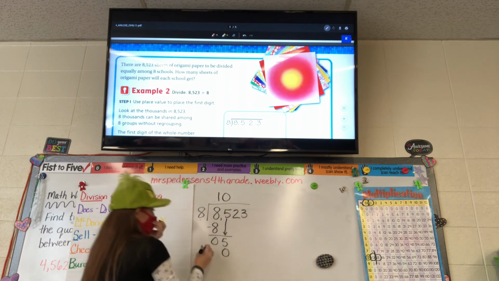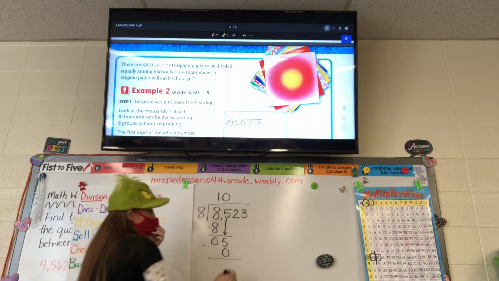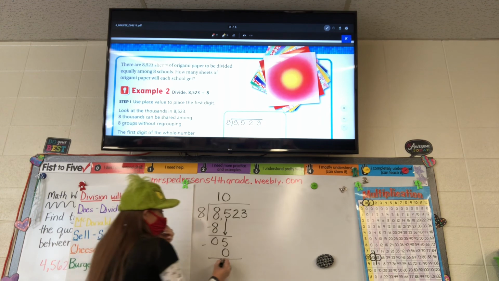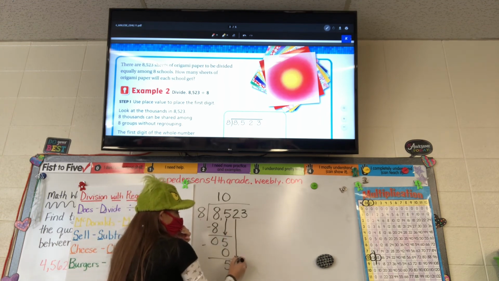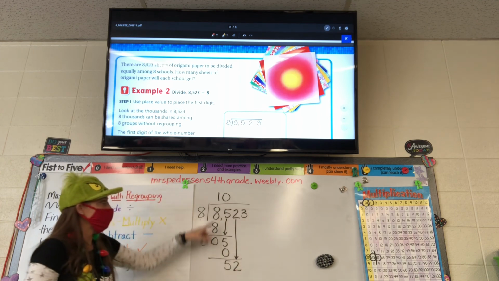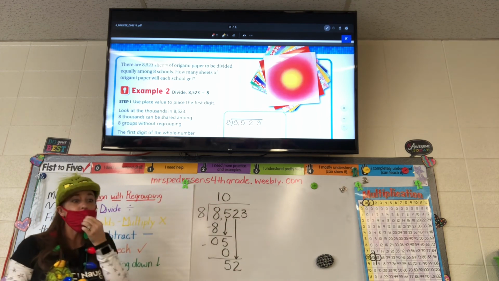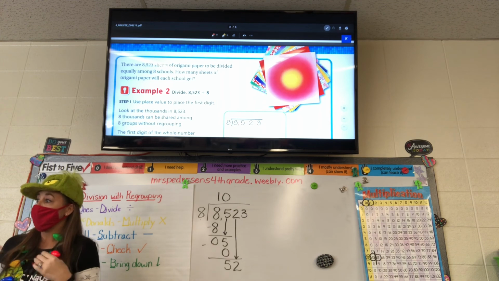What do we write under the 5? 0. It's no different, guys. 5 minus 0 equals what? 5. Is 5 less than 8? Yes. So now we can bring down the 2. But if we had skipped that step, we wouldn't have a 0 here. So we have to do each step, every piece.